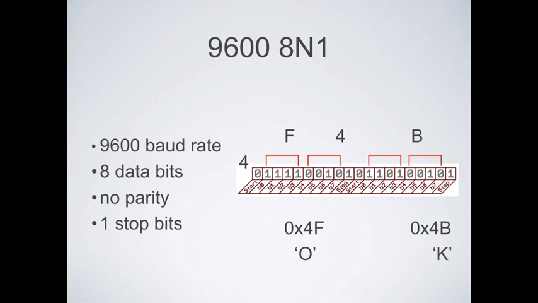So what does that look like when you're looking at hex? You're transferring ASCII characters. It's 0x4F followed by 0x4B, which is O and K. So we're transferring OK in that example.